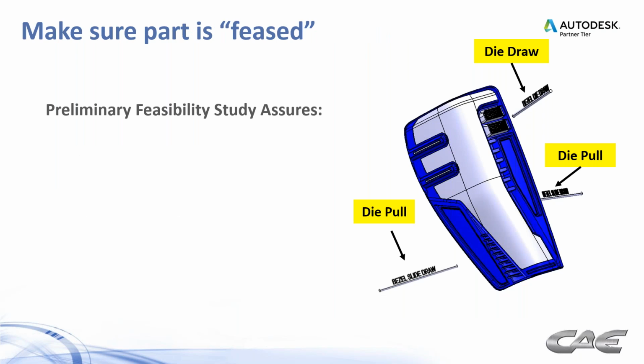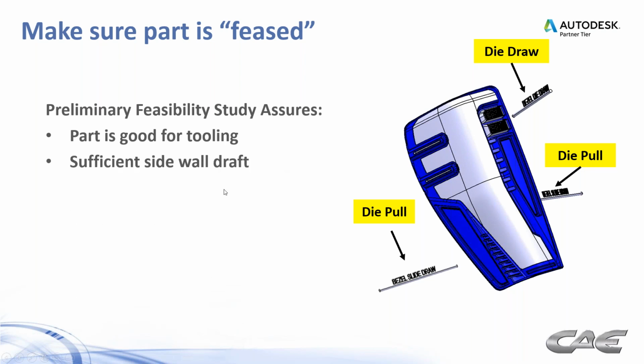Again, the best solution to all this is avoidance. So make sure your part is feasible. We do feasibility studies here at CAE. These feasibility studies assure us that the part is good for tooling. It has sufficient sidewall draft, for example. But the big one, for appearance issues and sink marks and so forth, is particularly rib to wall ratio.